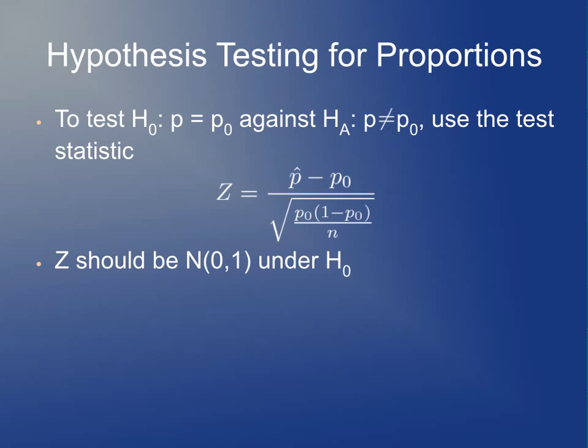Similarly, if you want to do hypothesis testing for proportions, to test the null hypothesis that p equals p0 against the alternative that p is not equal to p0, you can compute a test statistic similar to what we did in the case for means. You take p hat minus p0 divided by the standard error, that is square root of p0 times 1 minus p0 over n. And under the null hypothesis, z should have a normal distribution with mean 0 and standard deviation 1.